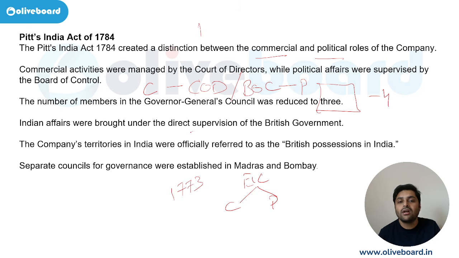Indian affairs were brought under direct supervision of British government. Companies' territories in India were officially referred to as British possessions, and separate councils for governors were established in Madras and Bombay. So, very important point. Whatever I'm marking as a star, please make sure you're going through it again and again. Okay, very, very important. Okay, so these are the important points.